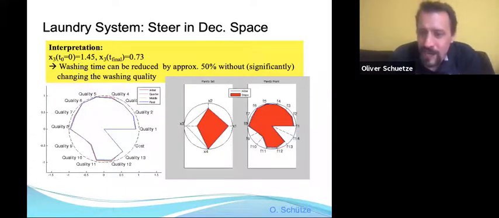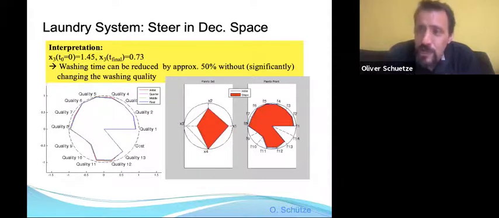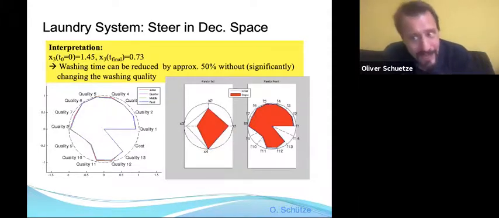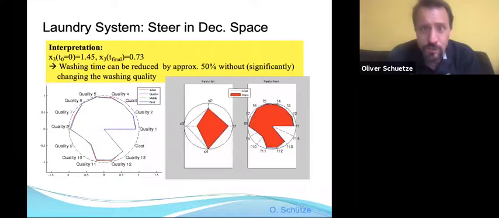But at the same time, in objective space, nothing happens. So that means that if you apply the method in this particular case, not in general, but in this particular case, we found a solution where the washing time could be basically halved, but the quality of the washing is essentially the same. So you can do double in the same day, but for similar time, similar approximation quality.